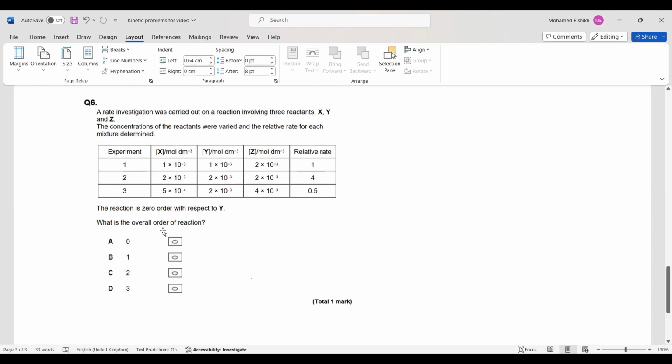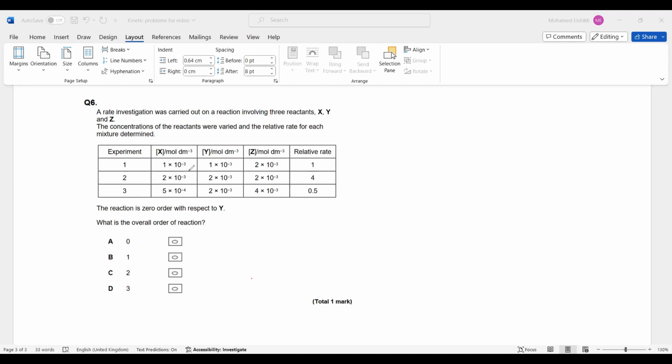So what is the overall order of the reaction? Now to do this, you need to find out the reaction order of X and Z separately and then add them together to see if the answer is 0, 1, 2, or 3. Okay, so how can we look at this? Now let's look at equations 1 and 2.